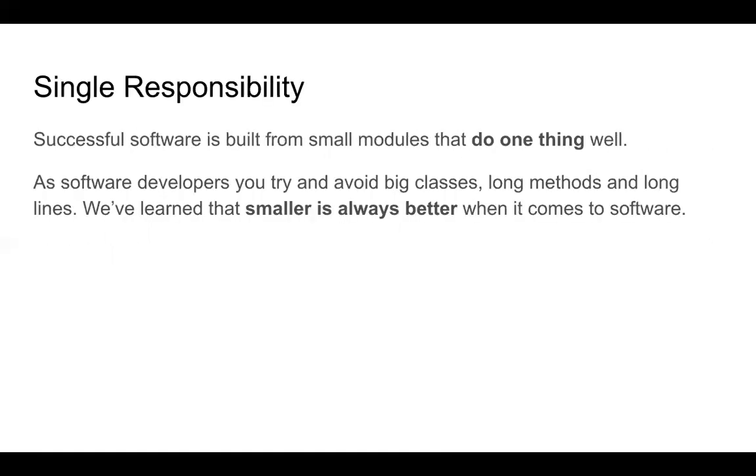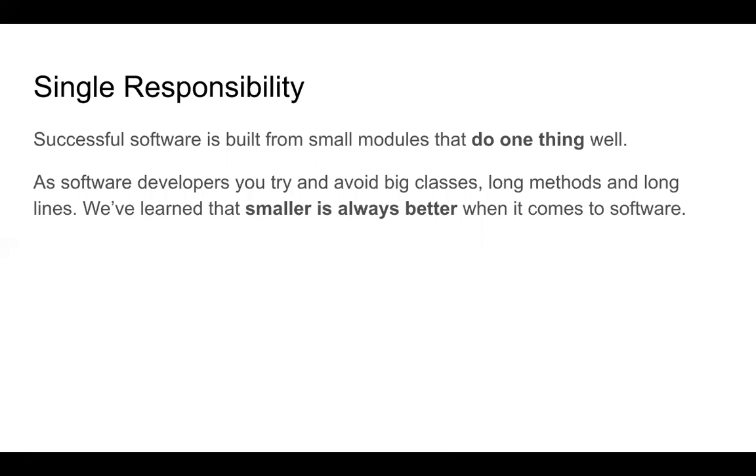So single responsibility. Have we talked about this term before in class? I think we were talking about it a lot when working on object orientation and the functions that go into each class. Yes, good. So successful software is built from small modules that do one thing well. So the principle of single responsibility is saying that each method, each class should do one thing very, very well as opposed to many things. Or in the words of Ron Swanson, don't half-ass two things, whole-ass one thing.